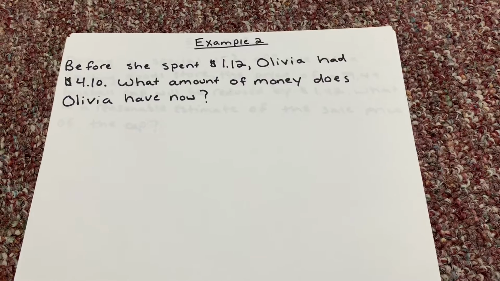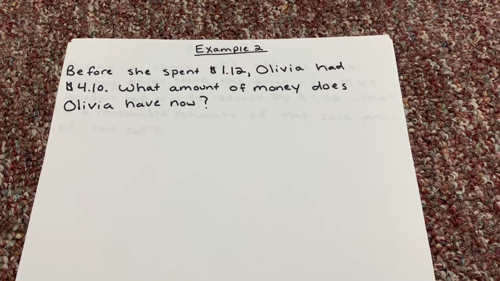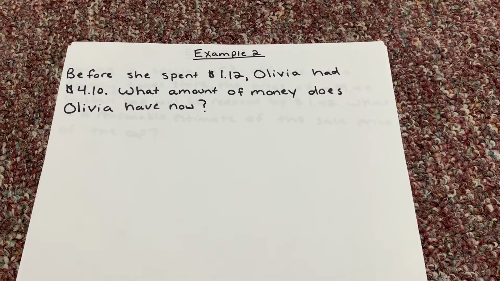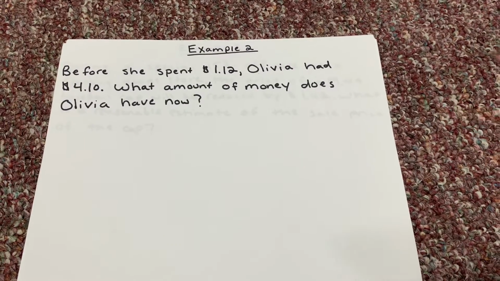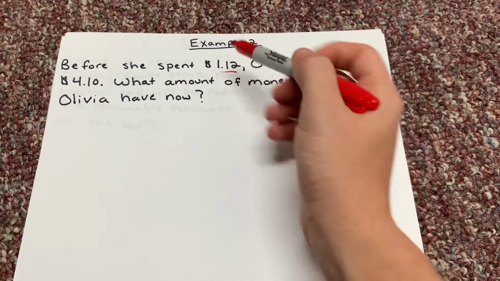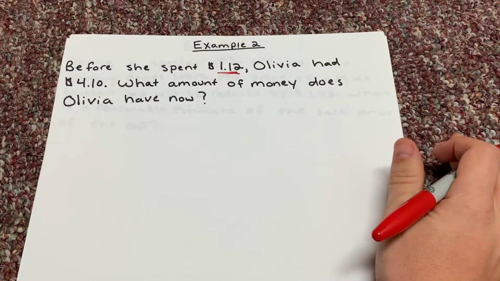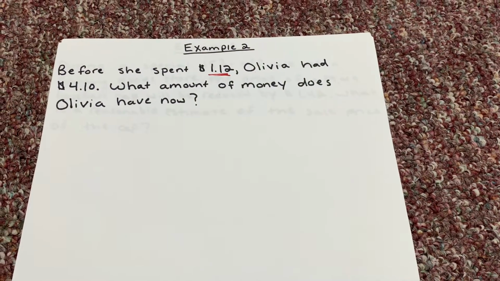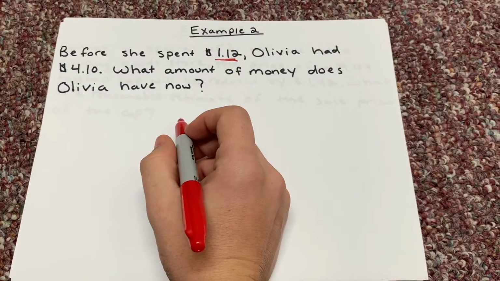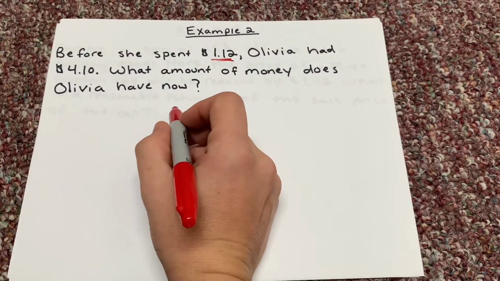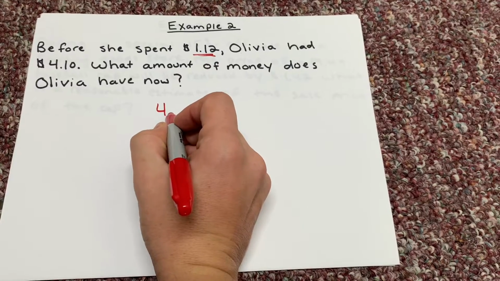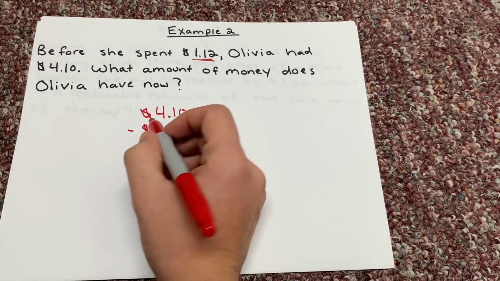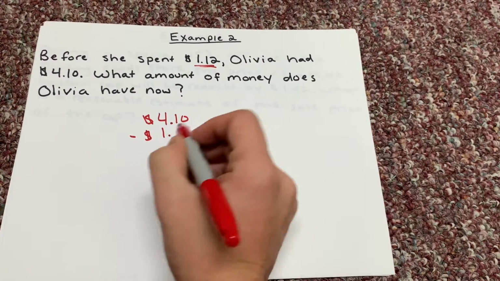It says before she spent $1.12, Olivia had $4.10. What amount of money does Olivia have now? Well, the first thing is we're told that she's going to spend $1.12. And then it says Olivia had $4.10 to start. So we're going to find the difference. So again, difference means finding what's my answer in my subtraction problem. So $4.10, and I'm subtracting $1.12.